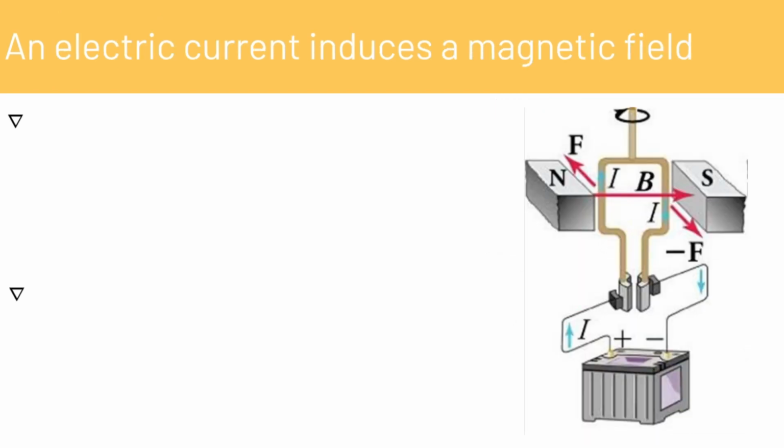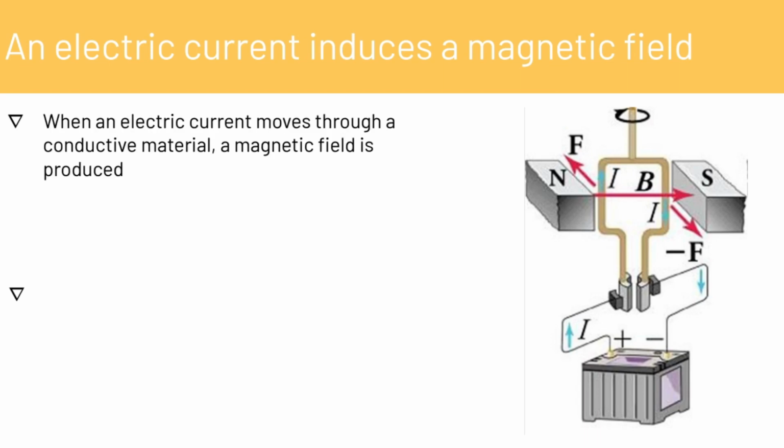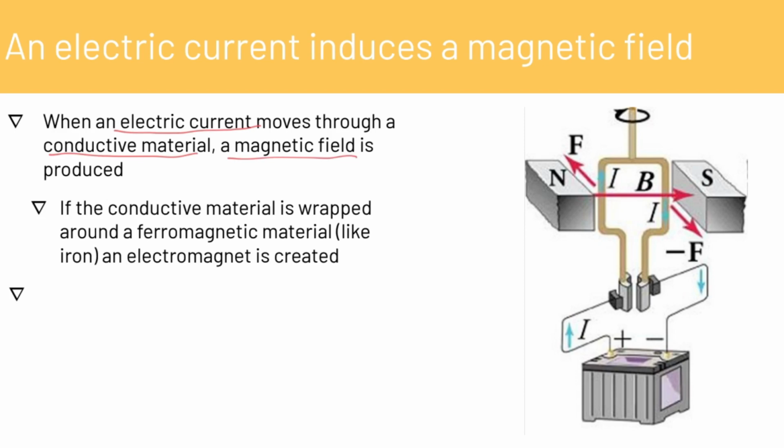Similar to the way a changing magnetic field creates an electric field, an electric current induces a magnetic field. When an electric current moves through a conductive material, a magnetic field is produced. If the conductive material is wrapped around a ferromagnetic material like iron, we have an electromagnet.